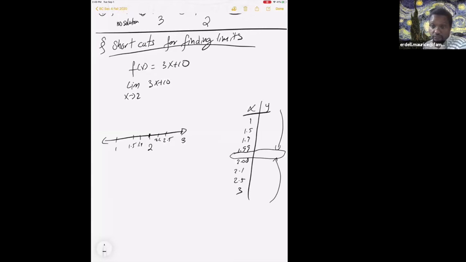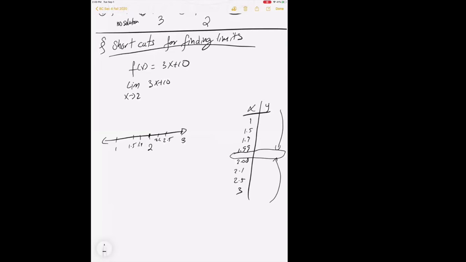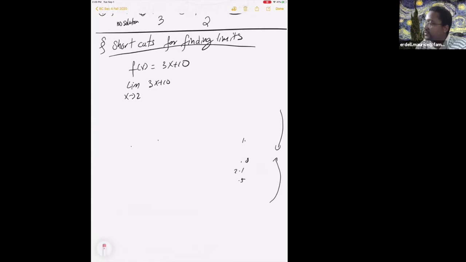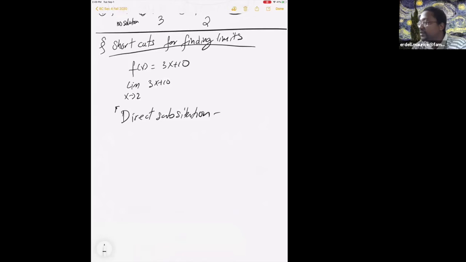Yes? There is a nice shortcut that removes the need to do any of this to get to my limit. The name of that shortcut is called direct substitution. So we don't have to do any of this, for this example anyway. We use a process called direct substitution. And by its name, it simply means plug the value in.